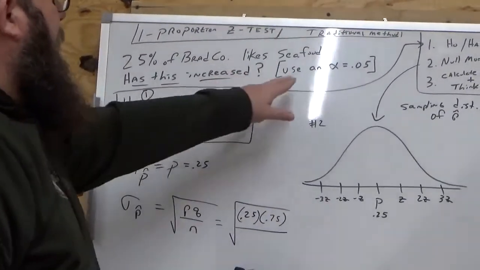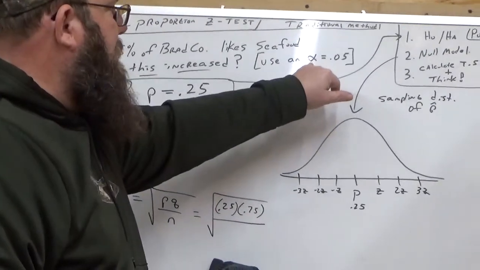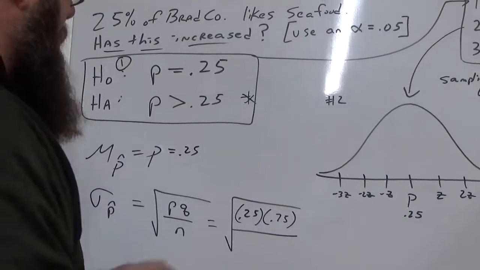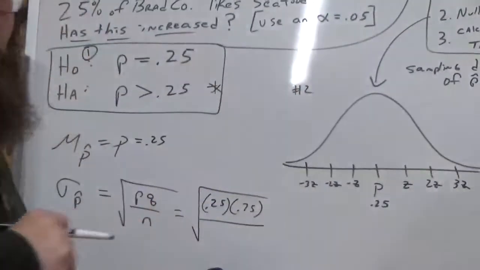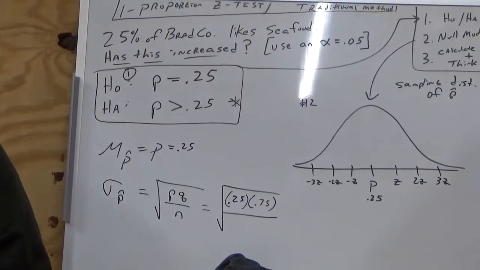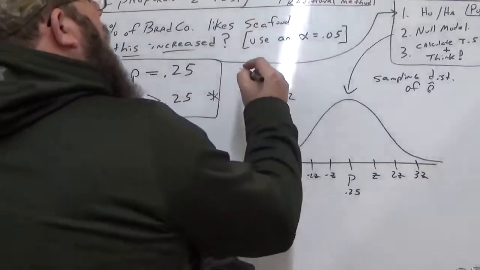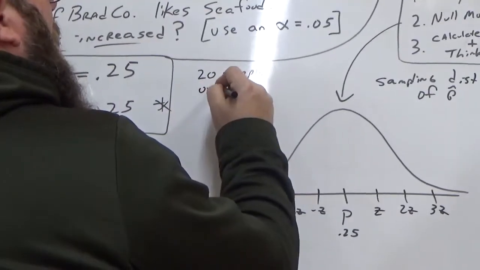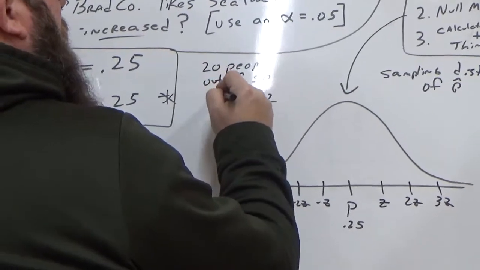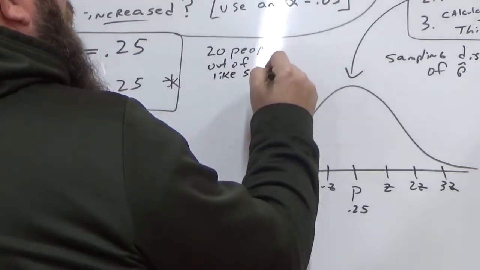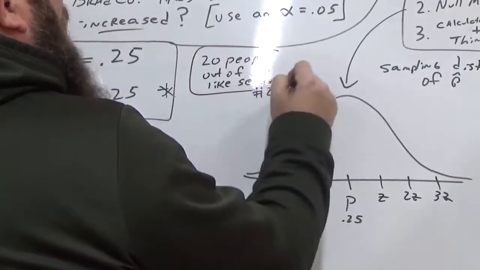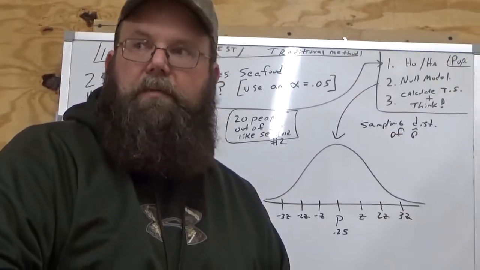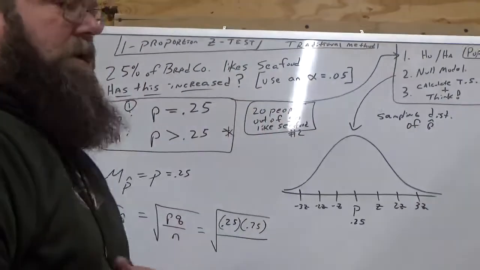So, it says here, use an alpha level. This is alpha 0.05. We'll get to that in a few minutes. But let's take care of this. On my little practice problem here, I said, let's say 20 people out of 50 now like seafood. This would be in the problem. That's the information that I omitted from my original write-up of the problem up there. 20 people out of 50 like seafood.